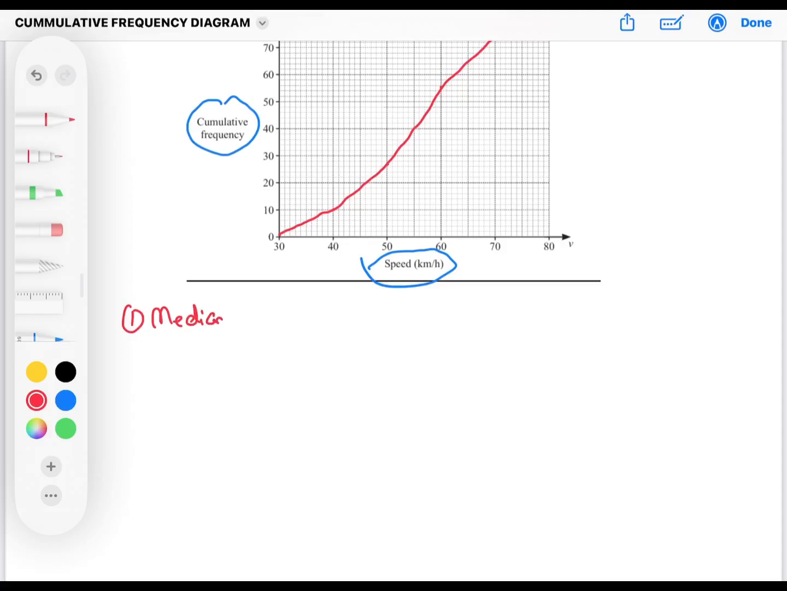First thing, we will find the median. The formula to find the median is n divided by 2. n is basically the total value given in the question, 80. So 80 divided by 2 is 40. This 40 is not the answer. Remember that, 40 is not the median. This 40 represents cumulative frequency.